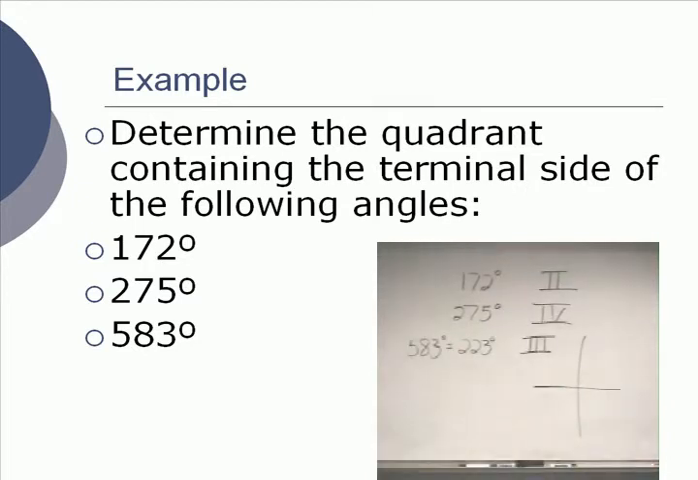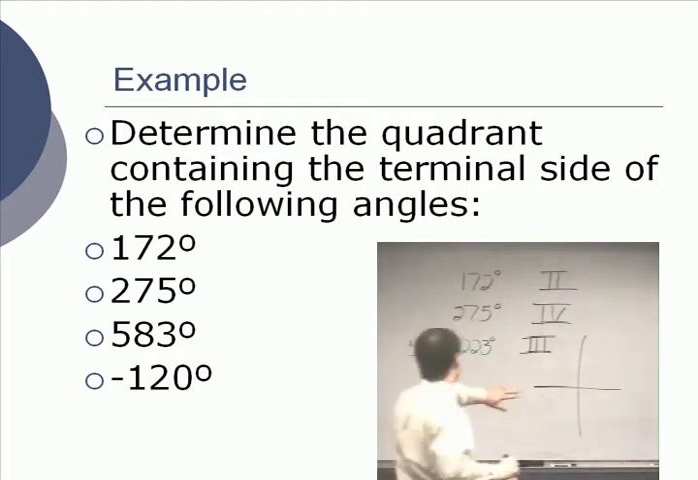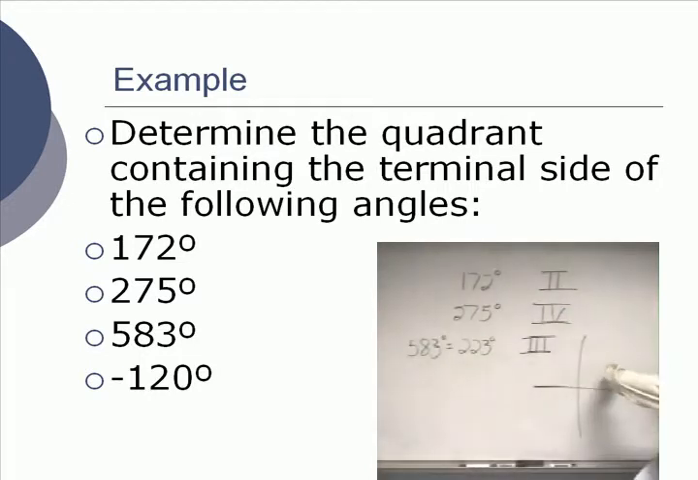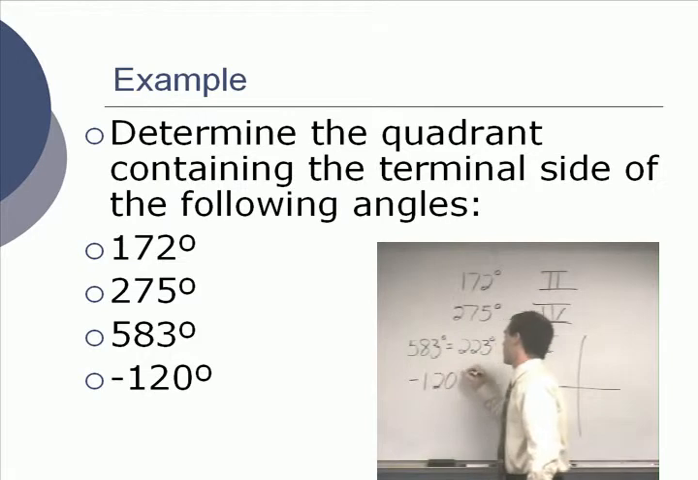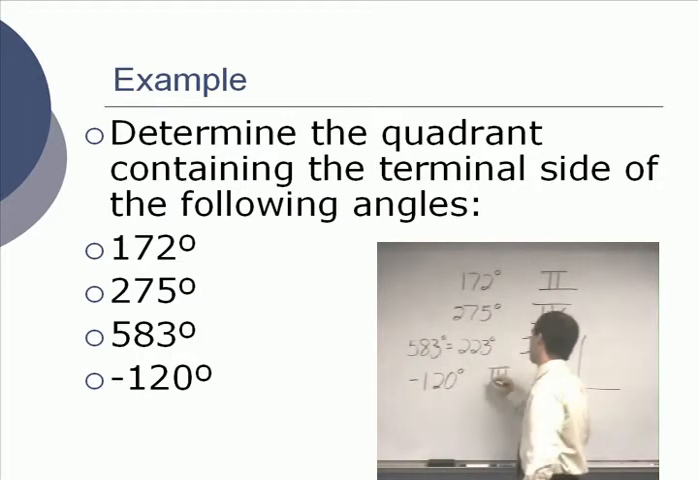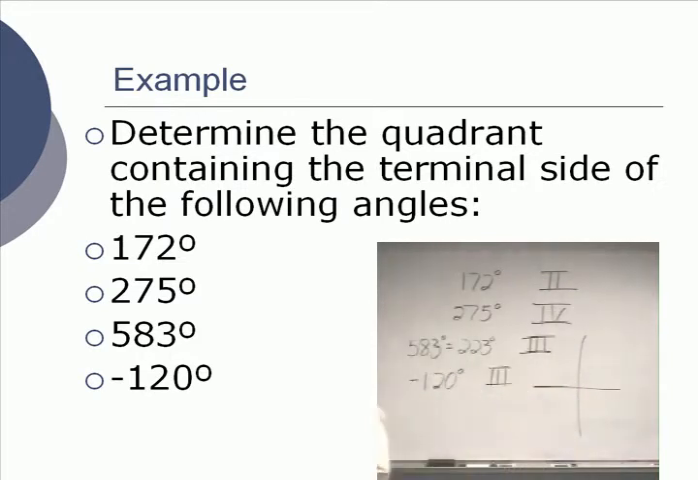Negative 120 degrees. Now, so far we've always rotated counterclockwise. A negative angle, though, means we're going to drop down 120 degrees. Now, if you drop down 120 degrees, what quadrant are you going to end up in? You're going to be back in quadrant 3. Good enough. And one more.